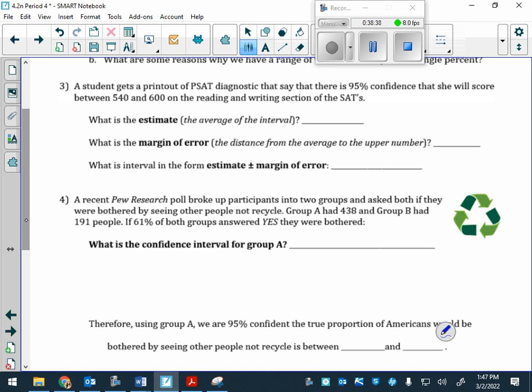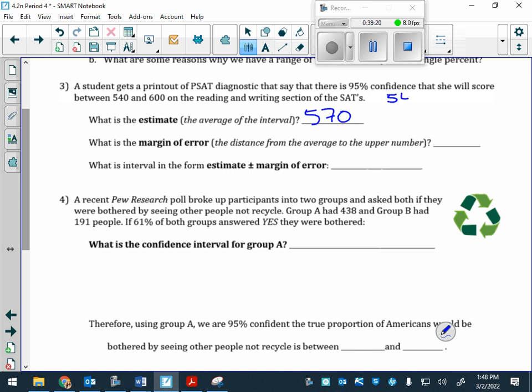Okay. So in number 3, this works backwards. They're giving us the range, which we just found. They're giving us the range between 540 and 600 on the reading and writing section of the SATs. How can we figure out the estimate? Nolan? The middle of the two numbers, right? Which would be what? 570. Rosanna, was that right? Good.